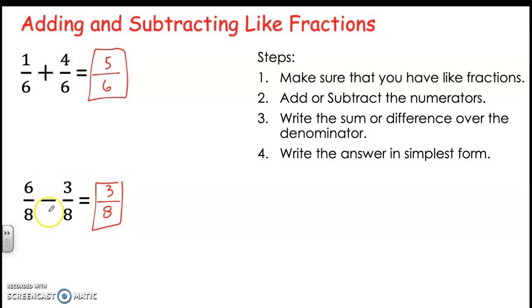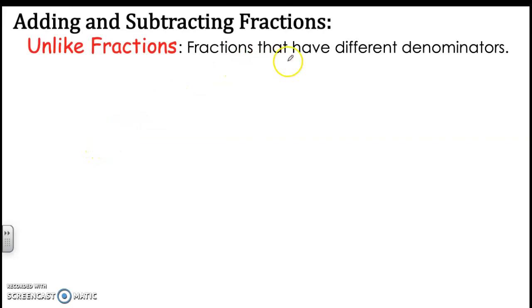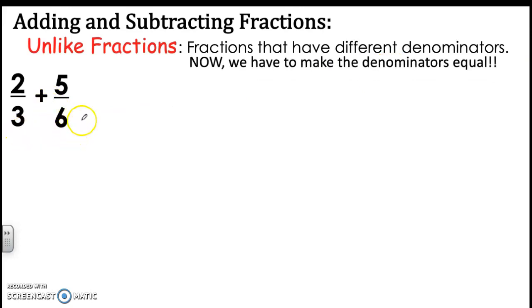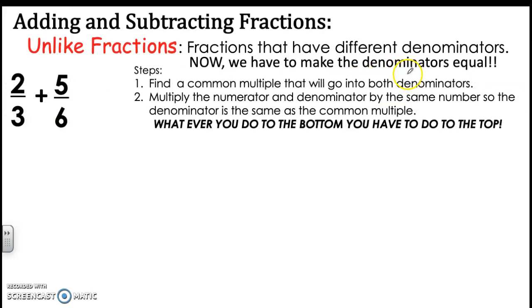All right, so the idea is to always have the same denominator, and those are called like fractions. What about when they're unlike fractions? Unlike fractions are fractions that have different denominators. And here's an example. I got 2/3 plus 5 over 6. Different denominators. Now what do we have to do? I have to make the denominators equal.